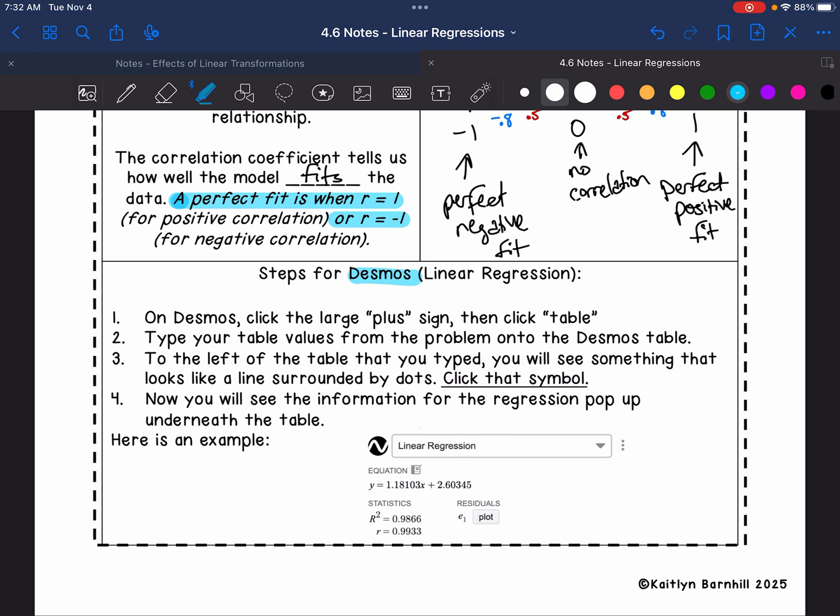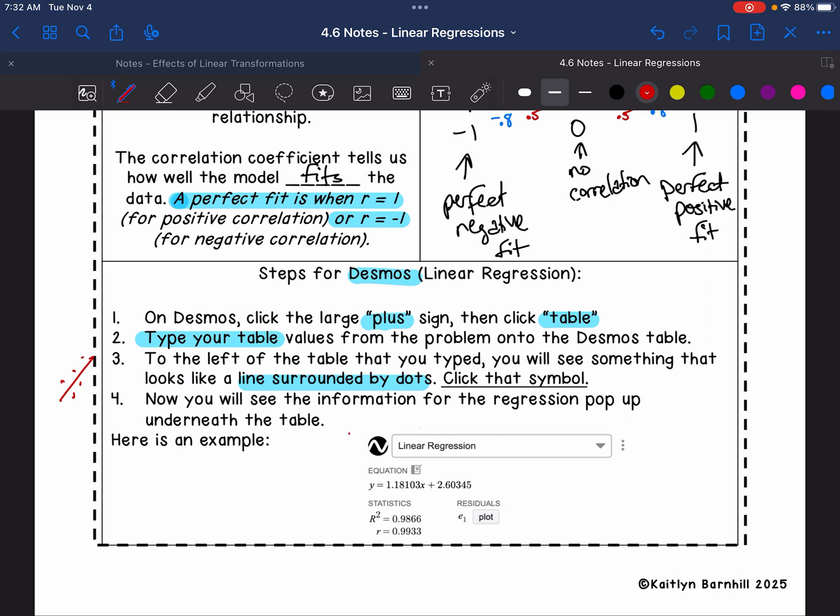So when we're using Desmos, what we're gonna do is click the plus sign and then click the table icon, all right? And then that's gonna let you type in your table values from your problem. And then once you have that typed in, to the left of the table, you're gonna see something that looks like a line surrounded by dots, all right? It'll look like this. Okay, we're gonna click that button. And that tells it that we want a linear regression.